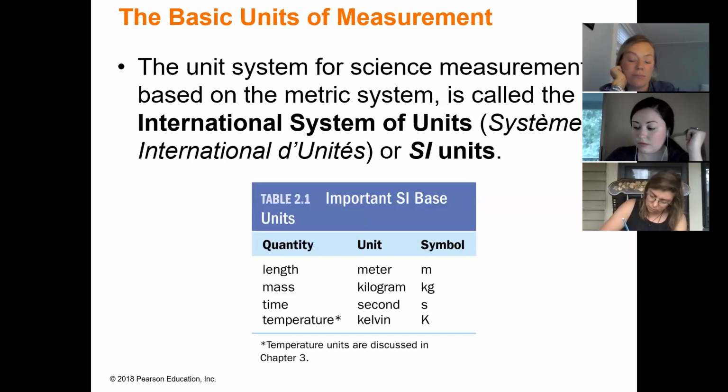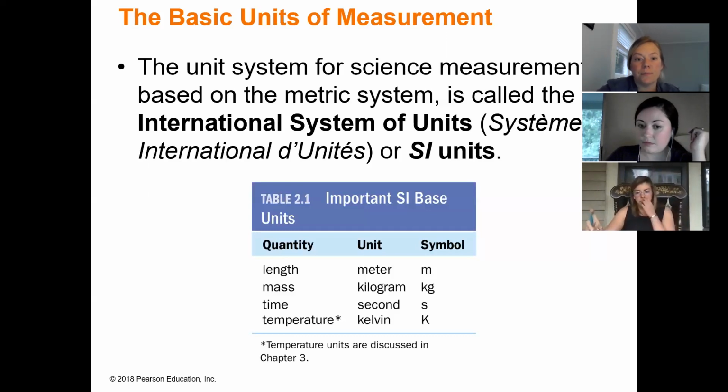There's other ones out there. We'll talk more about temperature when we get to chapter 3 and what that Kelvin is, but Kelvin is based off of a degrees Celsius scale. It's just a shift of degrees Celsius. So it doesn't really directly relate to Fahrenheit at all.